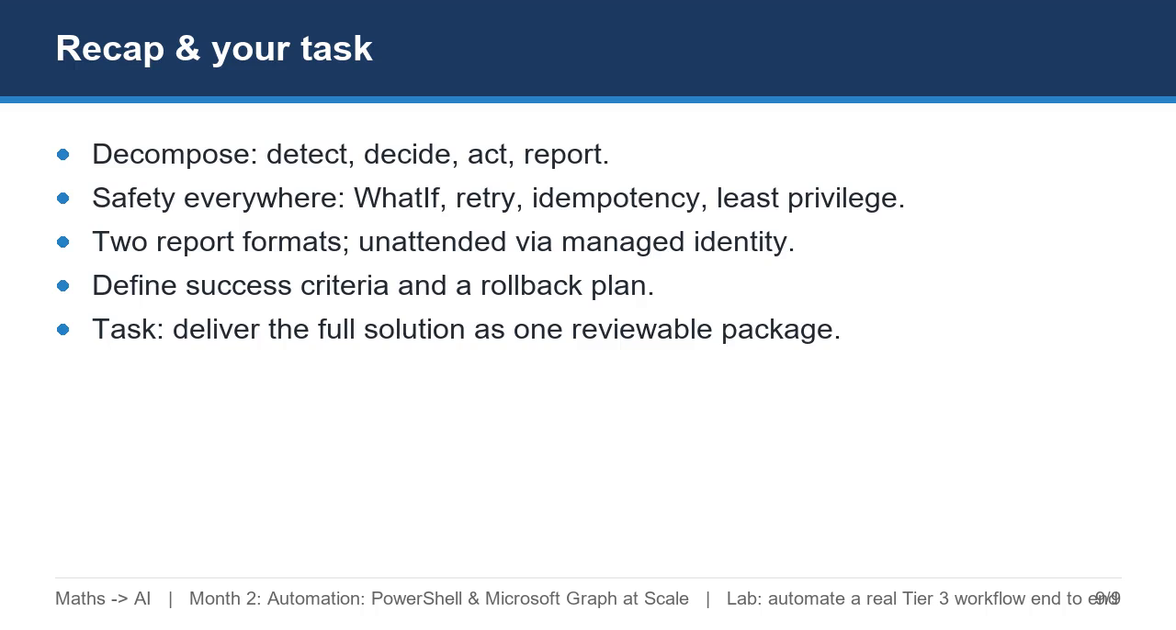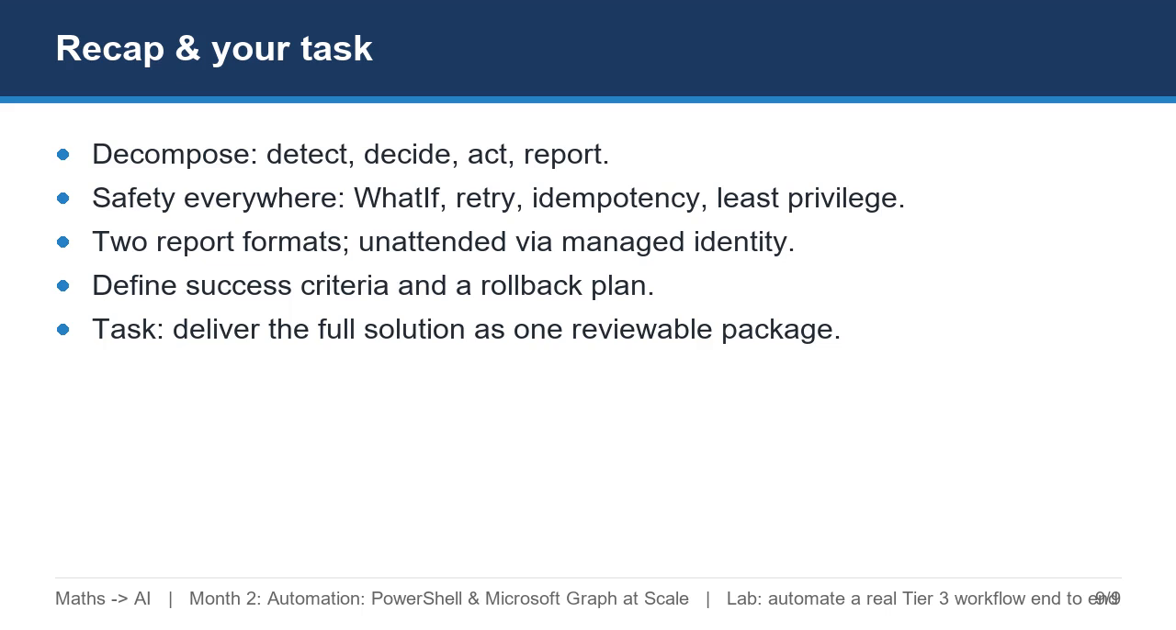Let us recap the whole month in one workflow. Decompose into detect, decide, act, and report. Put safety everywhere: -WhatIf dry runs, retry with backoff, idempotent actions, and least privilege permissions. Report in two formats, and run it unattended with a managed identity. And always define success criteria and a tested rollback.